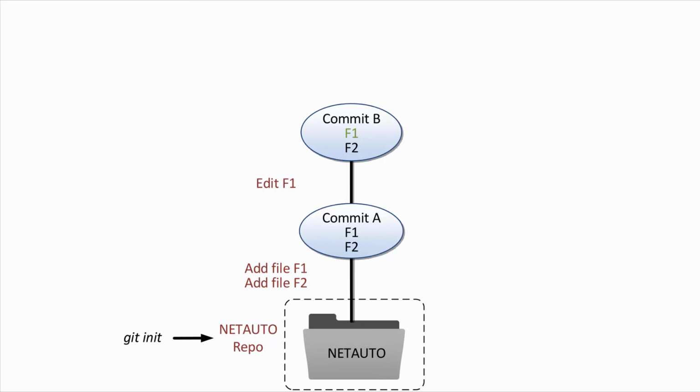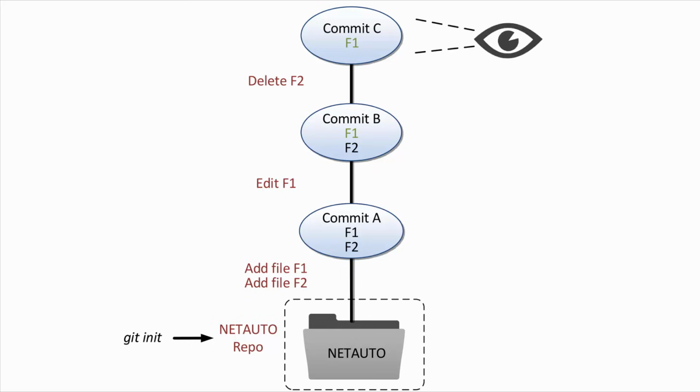So we have two commits in our commit history now. Our first commit has F1 and F2 as they were when we first created them. Our second commit has the updated version of F1. The second commit also has F2, but it hasn't changed since the first commit. Let's say we decide to delete F2 and make a third commit, which includes the removal of F2. Now we've built up a history of three commits.